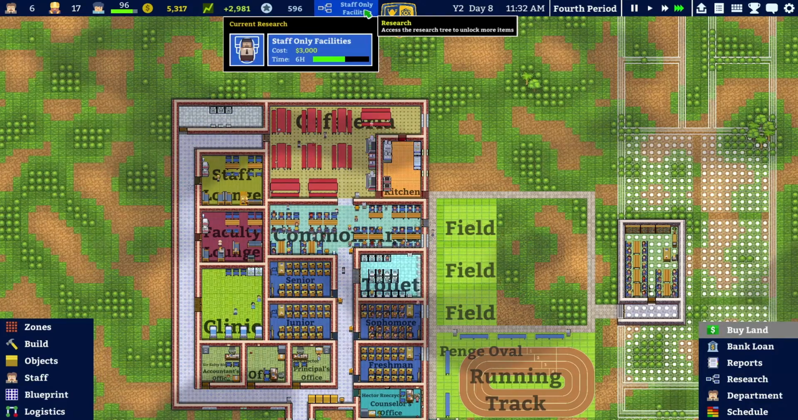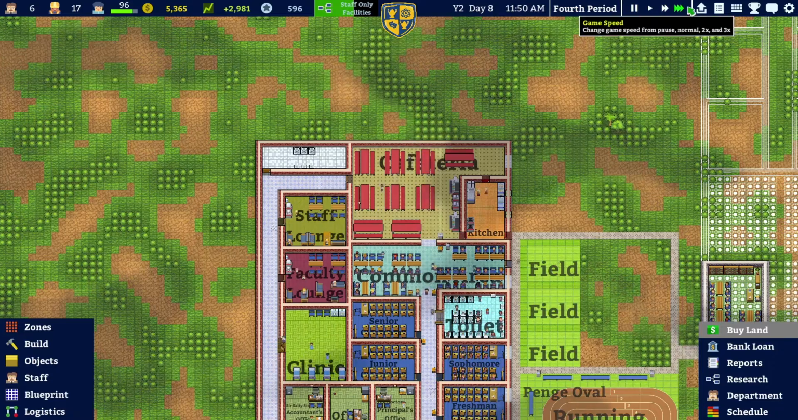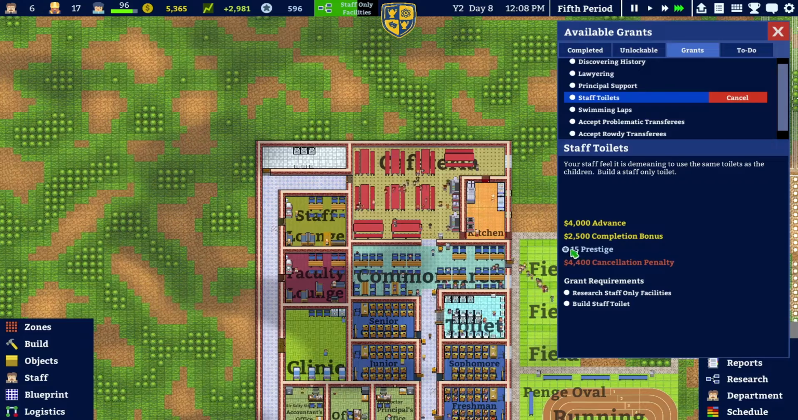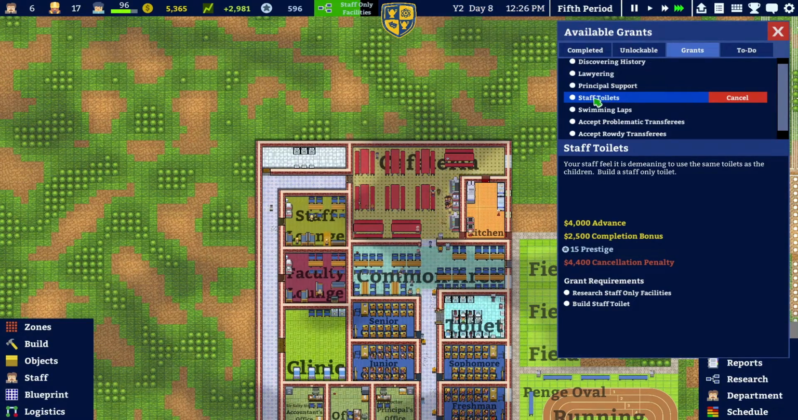So now all we need to do is get that researched. Then we can zone that out as a staff only toilet. And then that will give us whatever it gives us. £2,500, 15 prestige. And that's good. We want to get prestige things in really because it is coming up to the end of the year. So we want to get that done really.